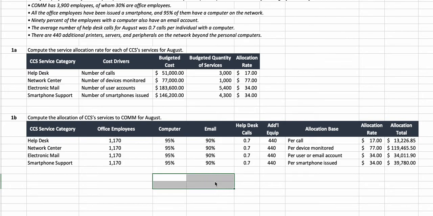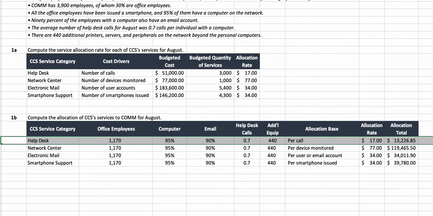All right. So here we go. We want to know how much of that total cost we need to allocate over for the help desk. I pulled the rate down from here. We've already calculated that. And this is our total allocation costs. So how did I get that?